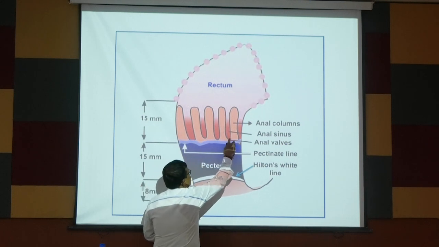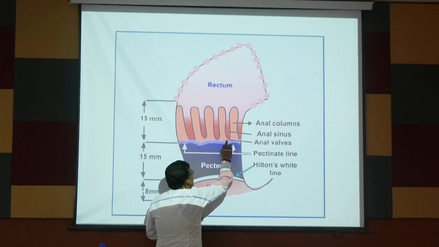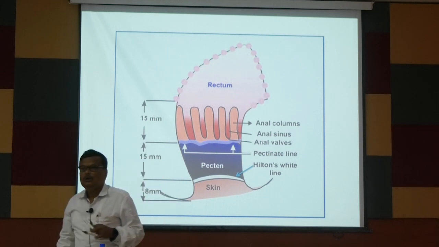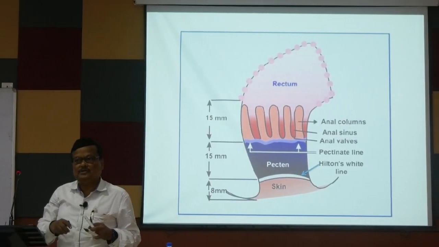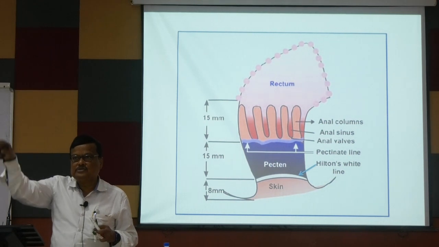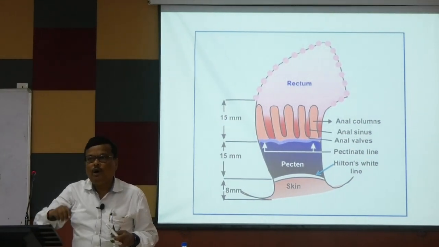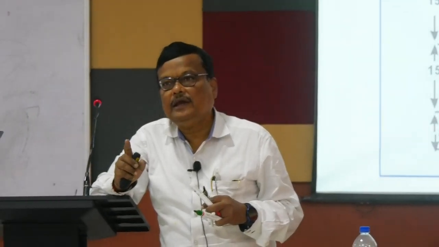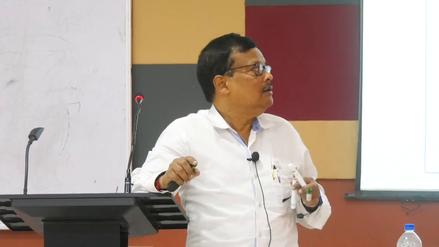and each anal column is connected to the neighboring anal columns, and this connection is known as the anal valves. So in the lower part, the anal column is connected with its neighbors, and this connecting part we call the anal valves.